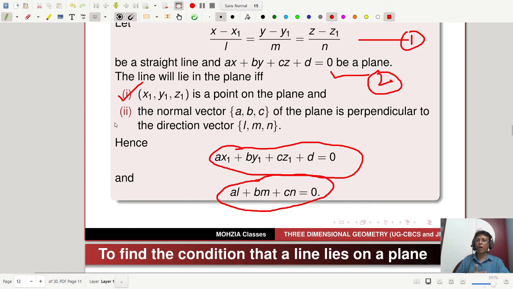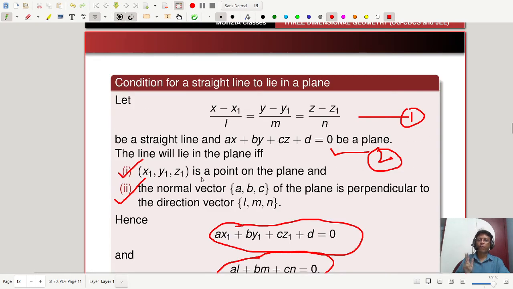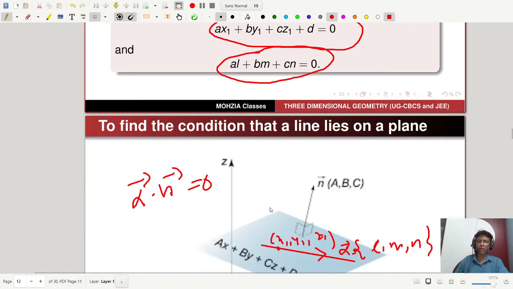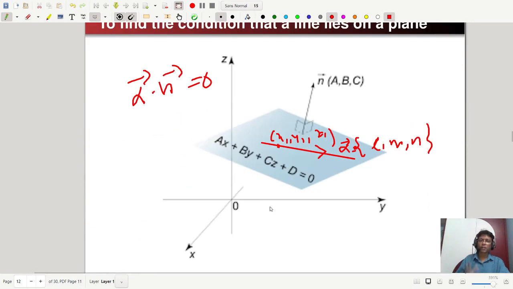So these two are the important conditions for a straight line to lie on a plane. One, the plane satisfies the point which the straight line passes through, and two, the normal vector to the plane and the direction vector of the line are orthogonal. That is, the dot product is 0.